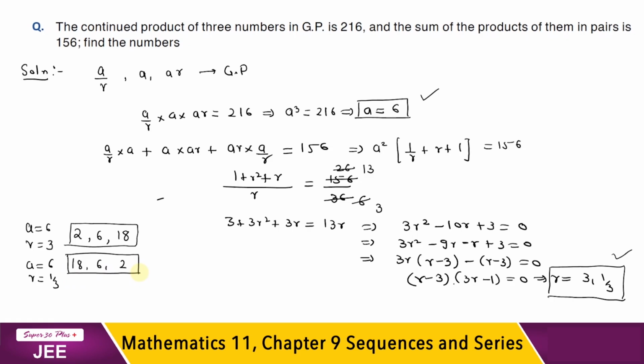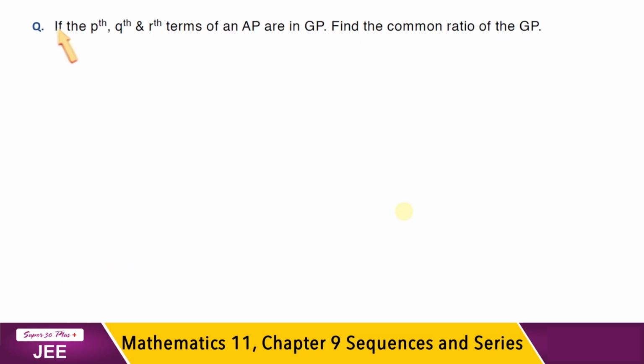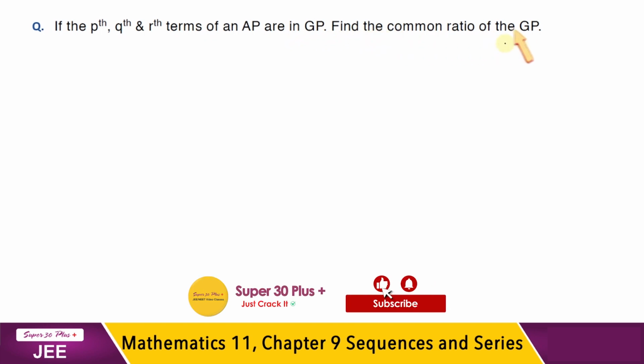Alright students, I hope everybody has understood this particular question that was based on the terms of a geometric progression. Let's move forward to see our next question. The next question says, if the pth, qth and rth terms of an AP are in GP, find the common ratio of the GP. So let's begin with the solution part of this question.